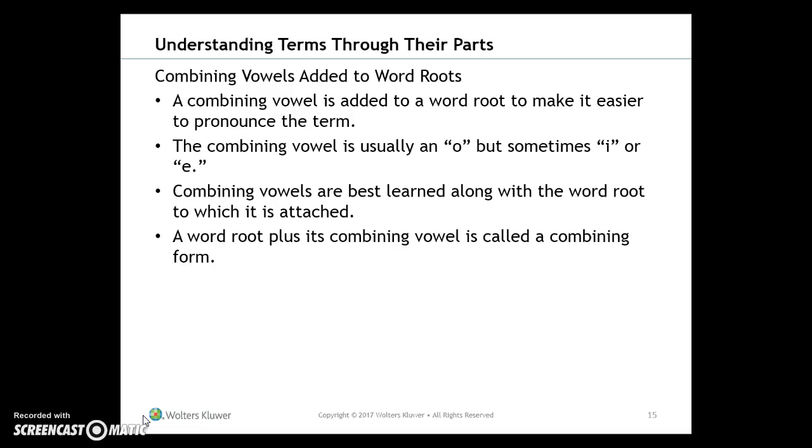So a word root plus its combining vowel is called a combining form. And usually we learn the combining vowels along with the word root that it's attached to. In this chapter, and for the rest of the term and throughout the book, that's most often the way you're going to see the word root.